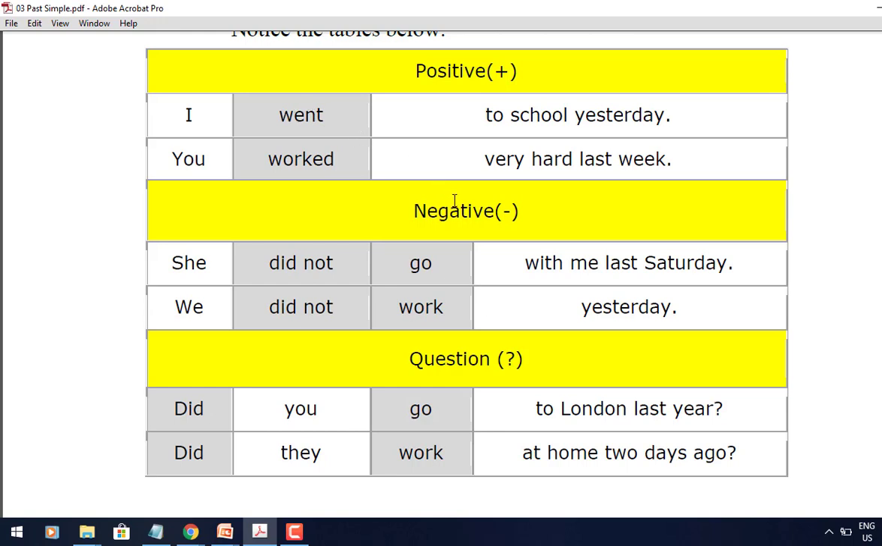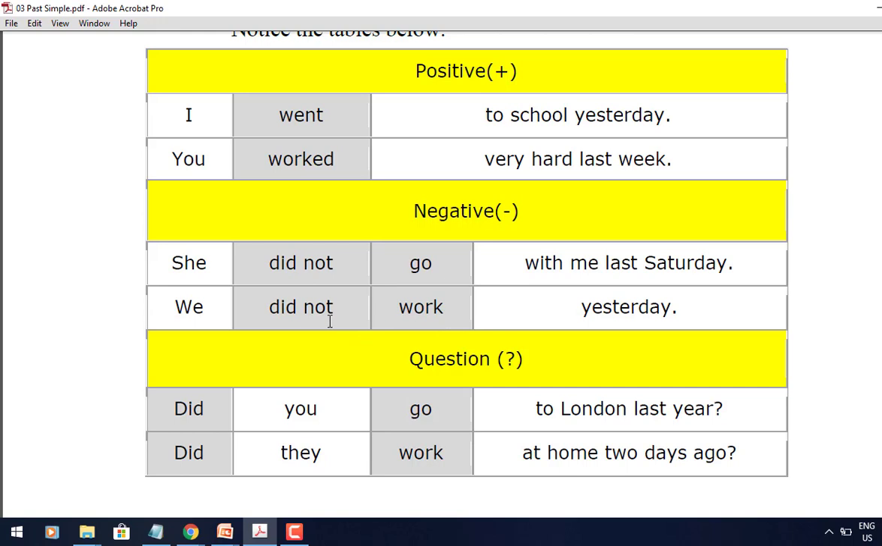In negative, it's different because we add didn't followed by the verb in the base form. She didn't go with me last Saturday. So more importantly, if there is no didn't, she went with me last Saturday. If I change to negative, she didn't go with me last Saturday. We didn't work yesterday. If positive, we worked yesterday. If negative, we didn't work yesterday.